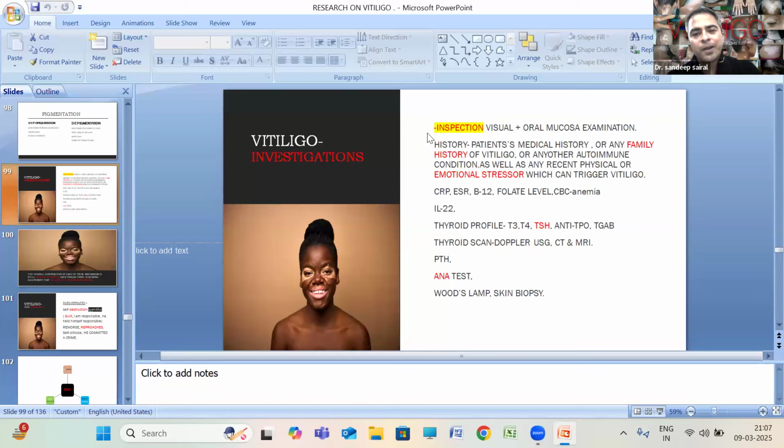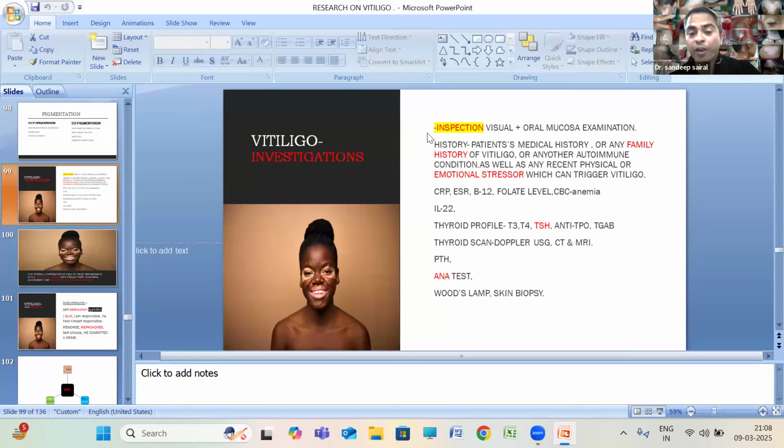And for inflammation, you can easily read that C-reactive protein and ESR will be elevated. Ask the family history also, whether the family has vitiligo or any other autoimmune disorders: thyroid, diabetes, anemia, anything. The most common cytokine responsible in vitiligo is interleukin 22, which you can also test.